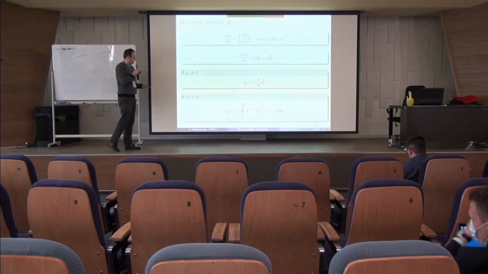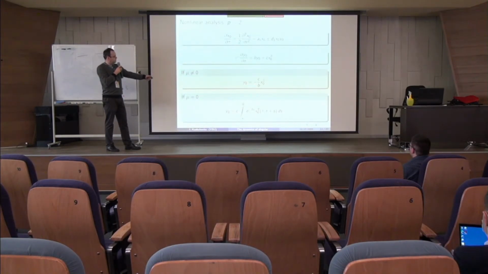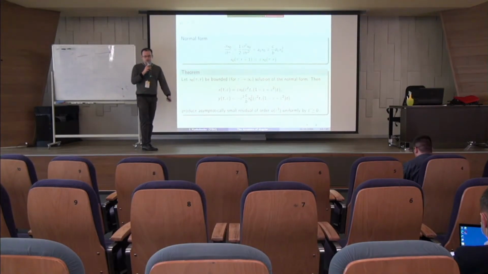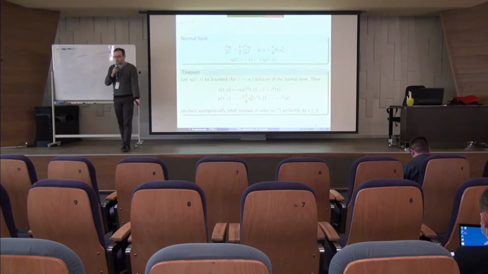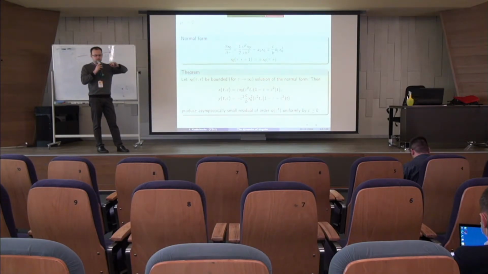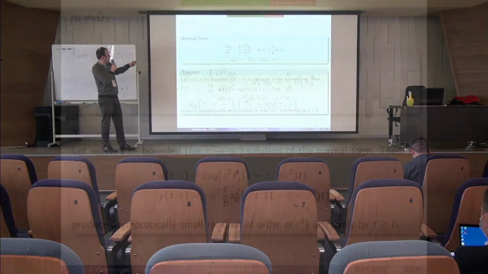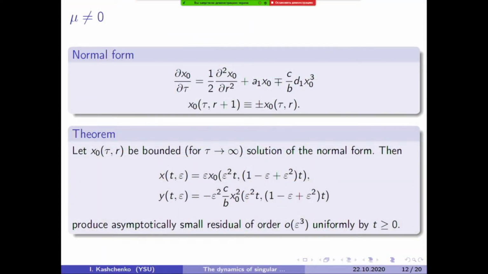And if we take this form and use it here, then we come to an equation that is called normal form or quasi-normal form, because it's not exactly what Poincaré did. In the situation where mu is not 0, we have a nonlinear parabolic equation with periodic or anti-periodic boundary conditions.